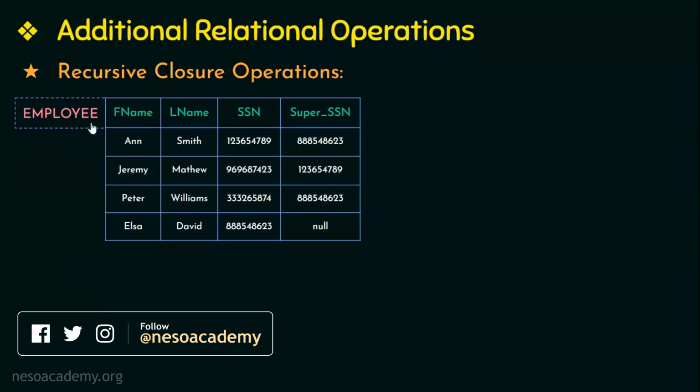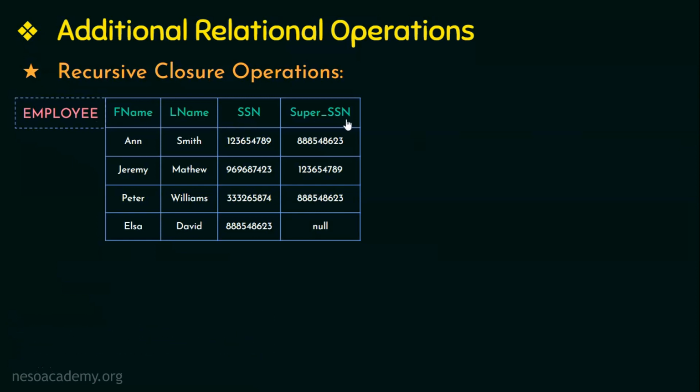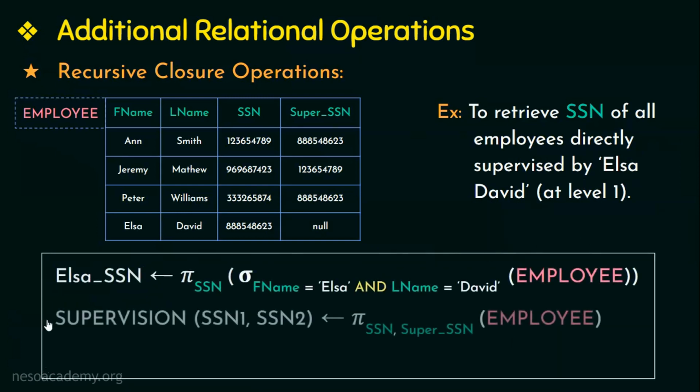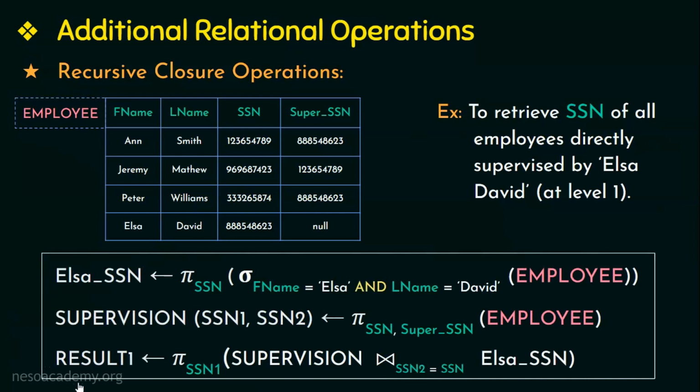Here I am taking a relation employee with first name, last name, SSN and super SSN as its attributes. Here super SSN is the SSN of the employee's supervisor. So this is the list of all the supervisors. Now I want to retrieve the SSN of all the employees directly supervised by Elsa David, that is at level 1. So these are the steps involved to get the SSN of all the employees supervised directly by Elsa David. Let us see these steps one by one.